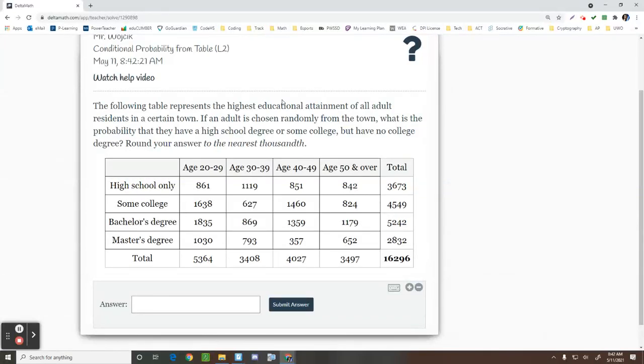Choosing a random person from town, what's the probability that they have a high school degree or some college? So one of these would have no college degree, and so subtracting those off.